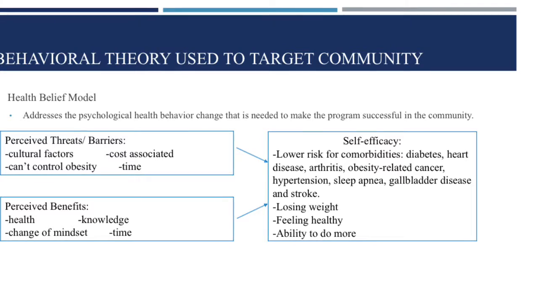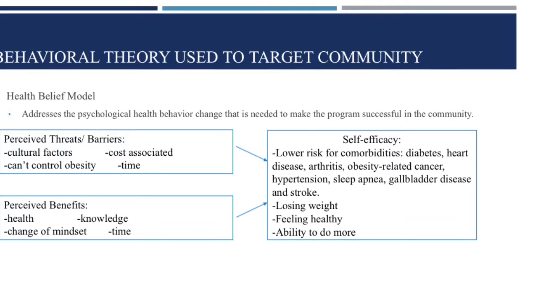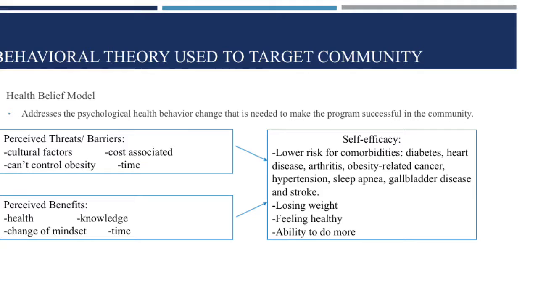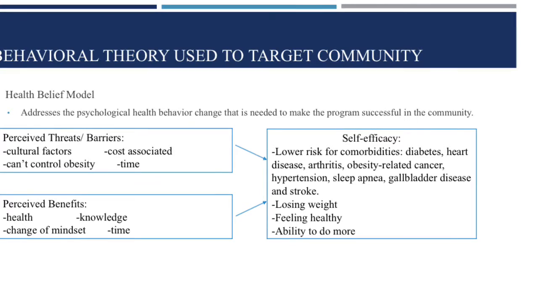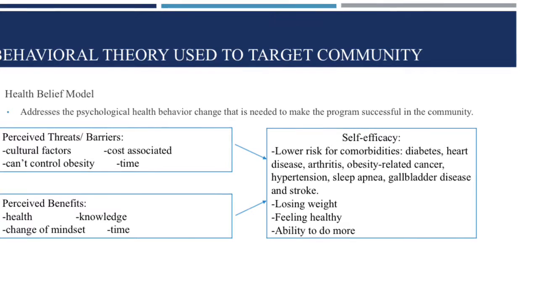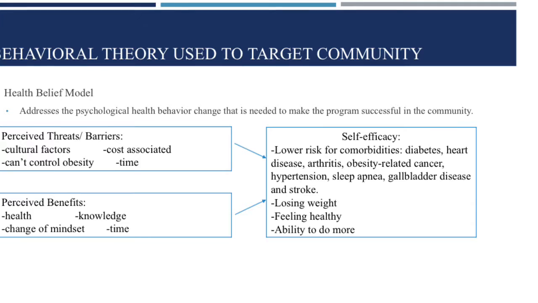Also, a perceived threat or barrier would be that they can't control obesity, and that would just mean that the participants feel that they could not control obesity and that it is hereditary, so that would be a barrier also in mindset. Also, time would be of the essence because maybe the individuals think that they don't have time to go to these classes and give time so they can have time later on.